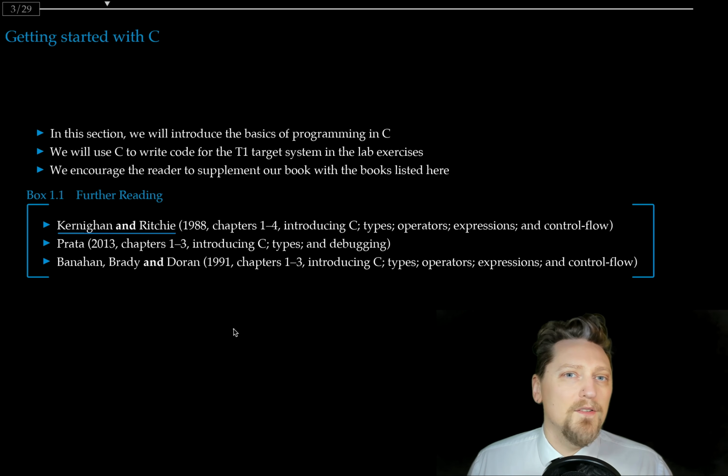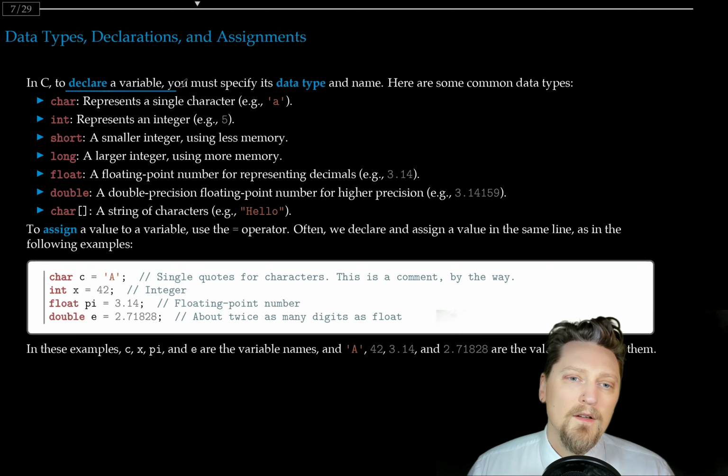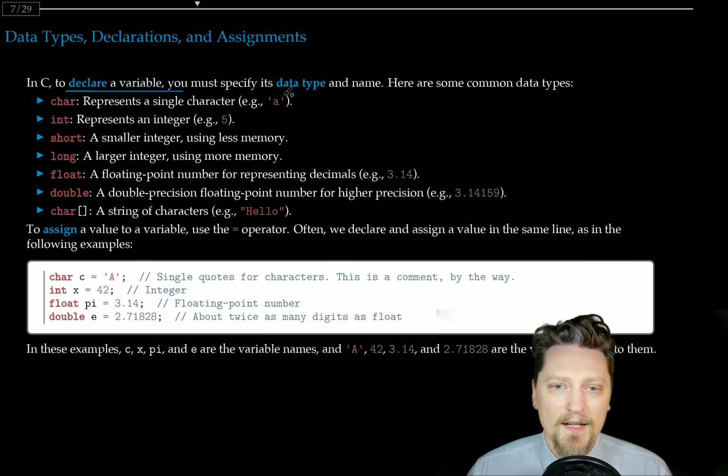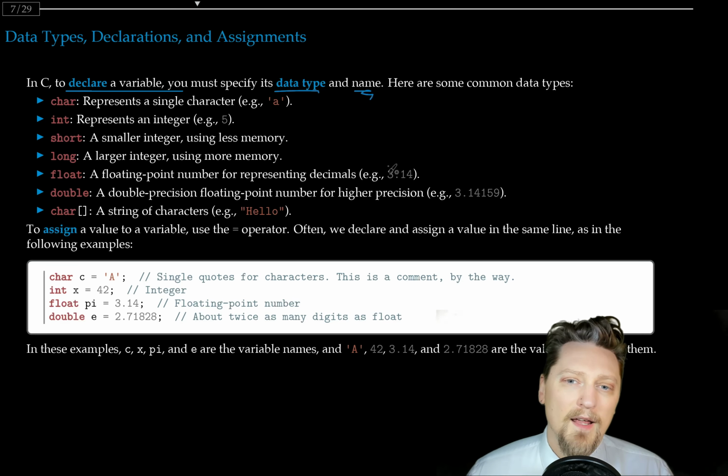So, data types, declarations, and assignments. In C, to declare a variable, you must specify its data type and name. Here's some common data types. Char, for character, represents a single character. For example, the character A. Int represents an integer. For example, 5 is an int or integer. Short is a small integer using less memory.